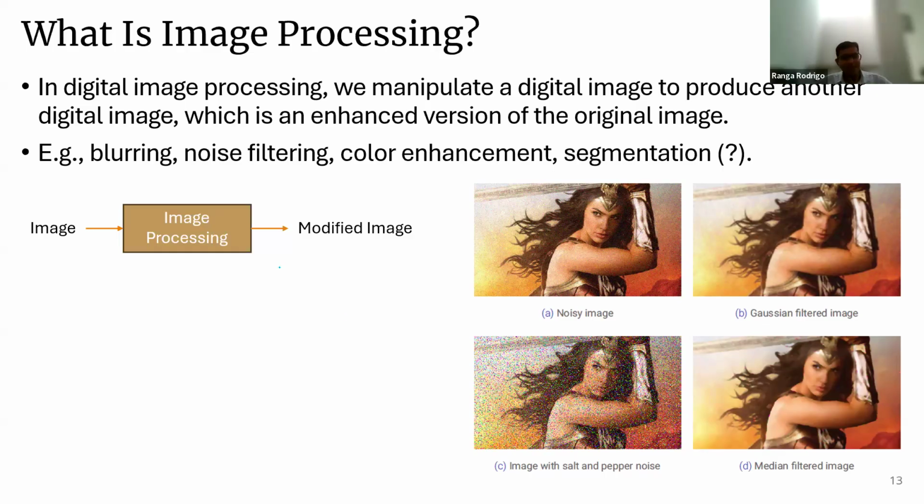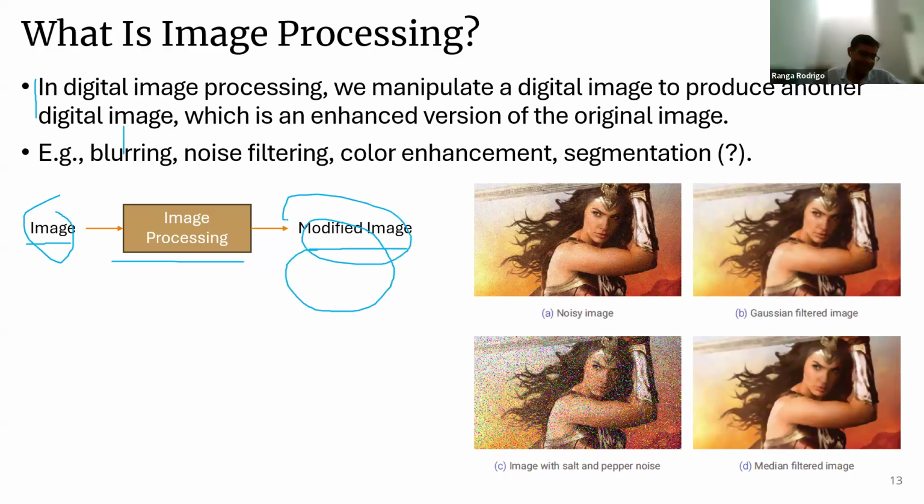Okay, what is image processing? Image processing is taking an image and sending that to the so-called image processing algorithm and getting a modified image. In digital image processing, we manipulate digital images to produce another digital image, which is an enhanced version of the original image. So you can see the input is an image, and the output is also an image.